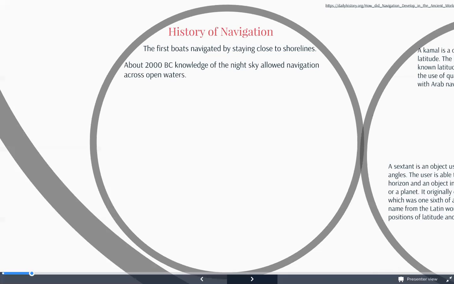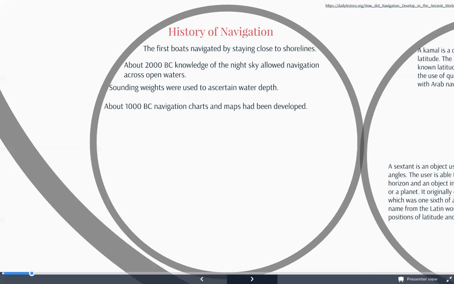And so another thing that happened with navigation is that knowledge of the sky was really important. A lot of the early sailors would only sail at night because they knew where the stars were, and they knew if they could follow where the stars were pointing, they'd be able to get somewhere. They also used things like sounding weights. And a sounding weight is essentially just a big heavy blob on a string that could tell you how deep you were.